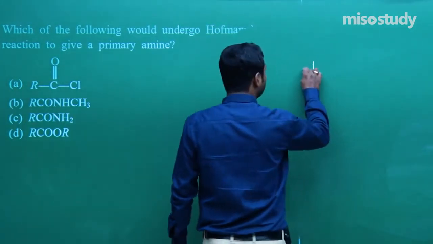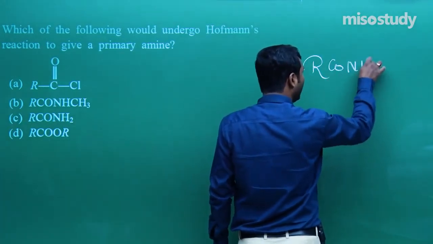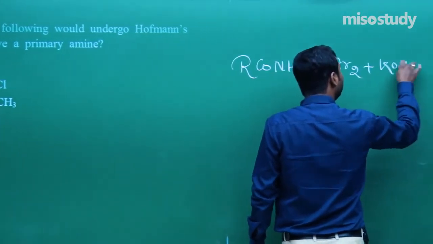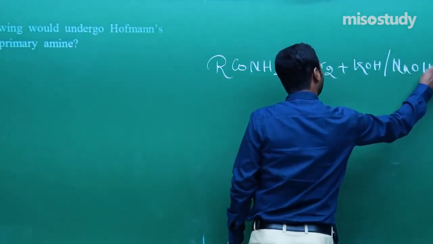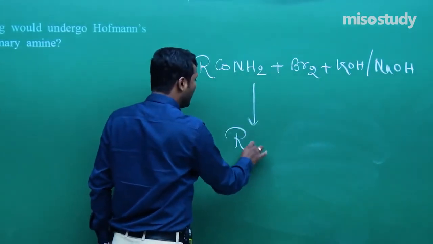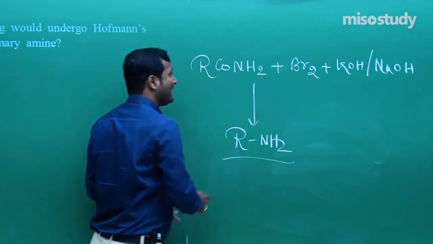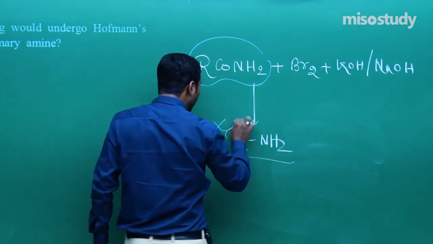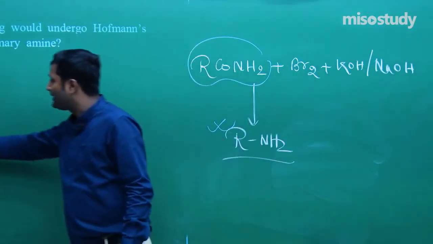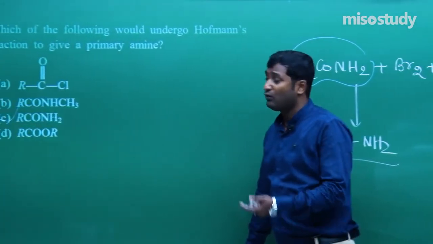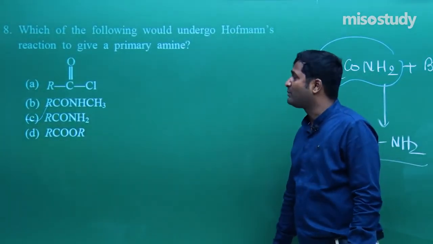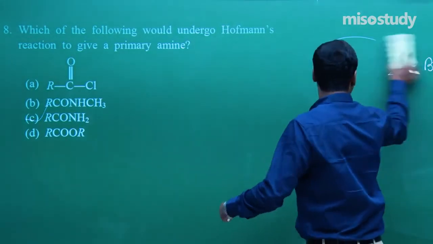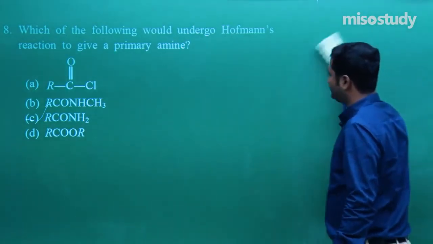If there is RCONH2 plus Br2 in the presence of alkali, NaOH or KOH, it gives you RNH2, one carbon less than the particular amide. So if I get primary amine, we need RCONH2, that is C. So for question number 8, we can easily say C is the correct option. Now friend, I'm going to rub this part and we'll discuss the next one.